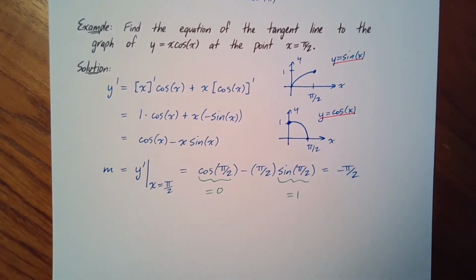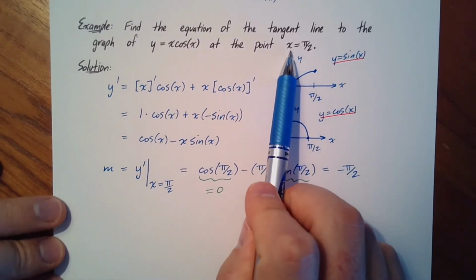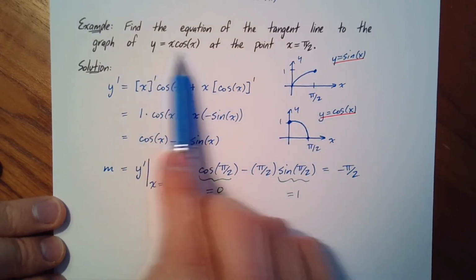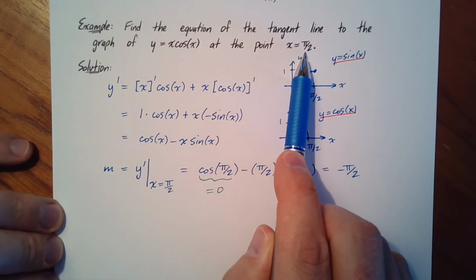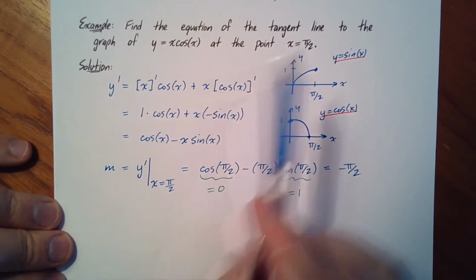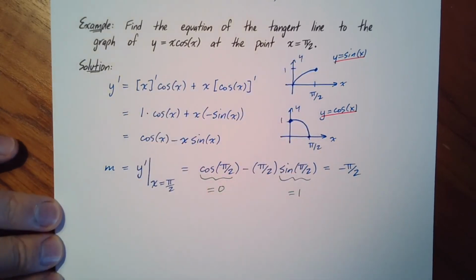But what about the equation of the line? To get an equation of the tangent line, we need more than just its slope. We need a point that the line goes through. And certainly we do have a point where the line goes through. We just don't know its y-coordinate, right? We're talking about the particular point on the graph of this function whose x-coordinate is pi over 2. But we're not given the y-coordinate. And that's okay. We can get the y-coordinate by simply plugging the x-coordinate into the function.